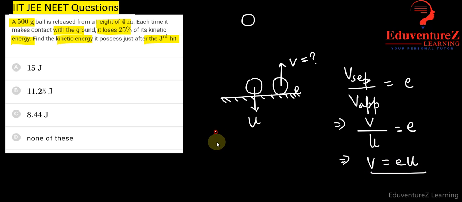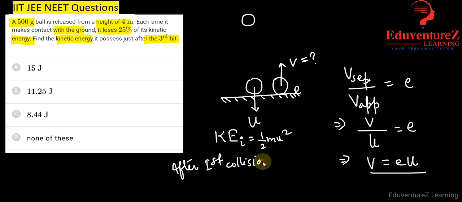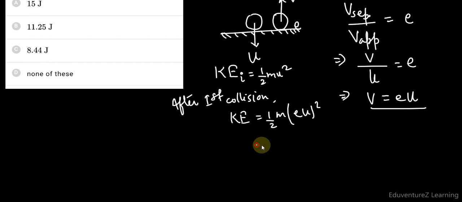So if the initial kinetic energy is half mu square, then after first collision, what is the kinetic energy now? Kinetic energy is half m, and the speed now is eu, whole square. So this is equal to e square times the initial kinetic energy. So kinetic energy after the first collision becomes equal to e square times half mu square.